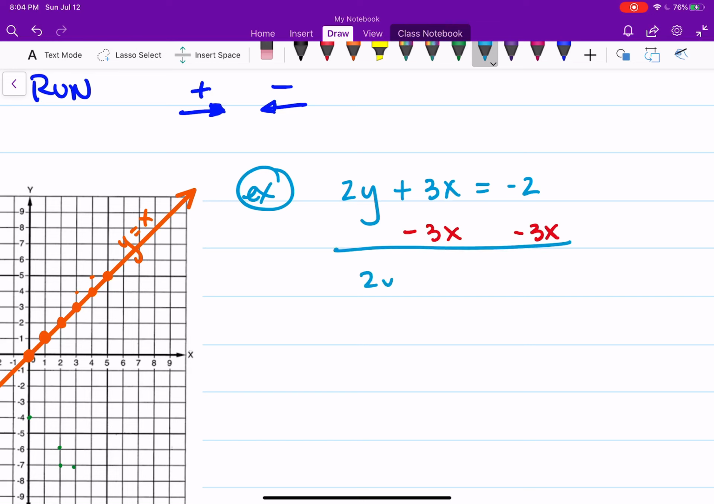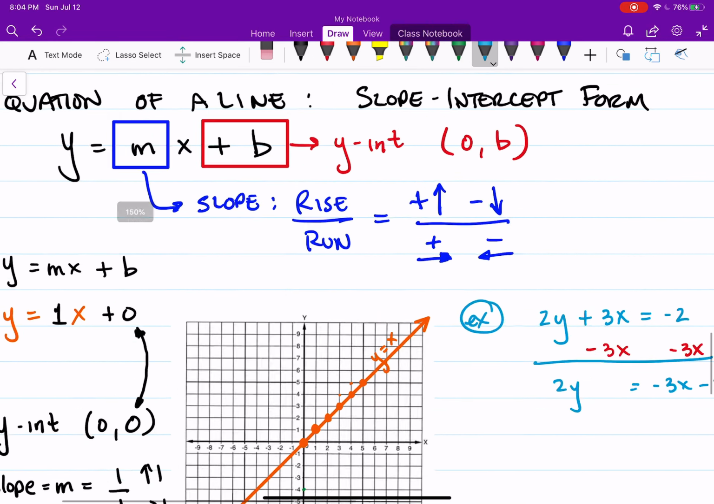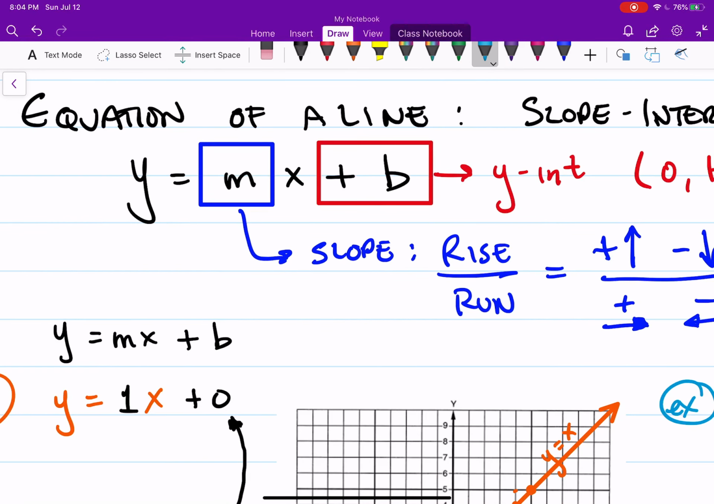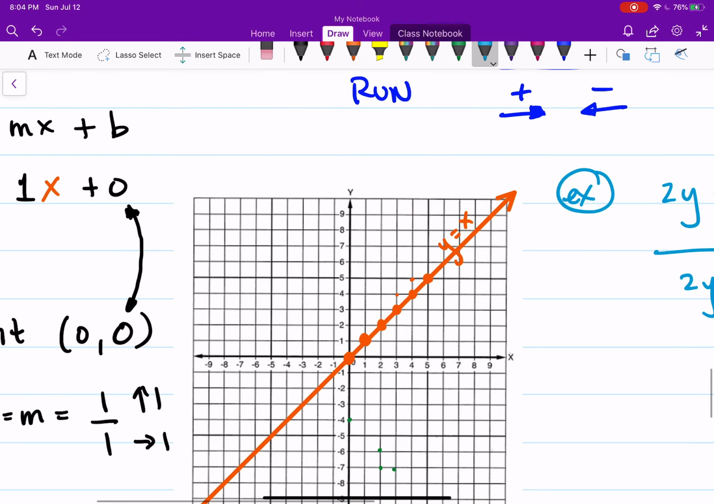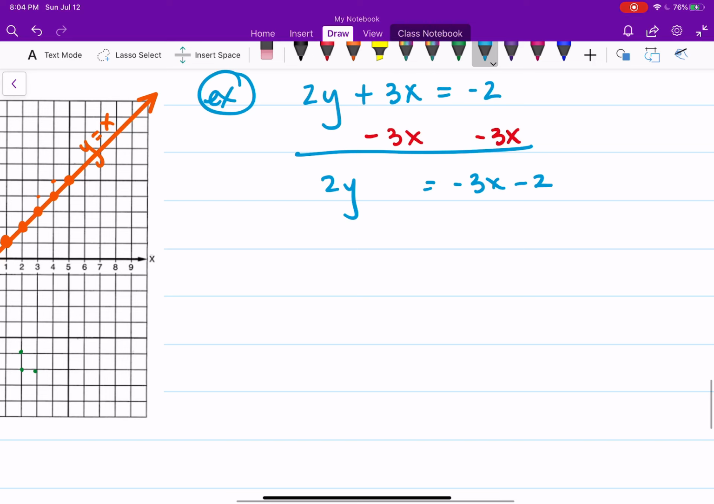I get 2y is equal to negative 3x minus 2, because those are not like terms, so I can't add them together. So there it is. I wrote the x first, why? Because if you look at my equation of a line, I have the x first and then plus b. Okay, so the y is still not by itself, so I'm going to have to divide it by 2.